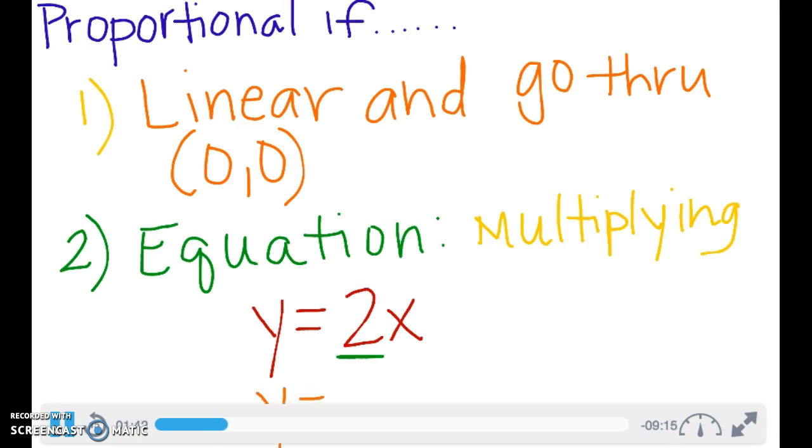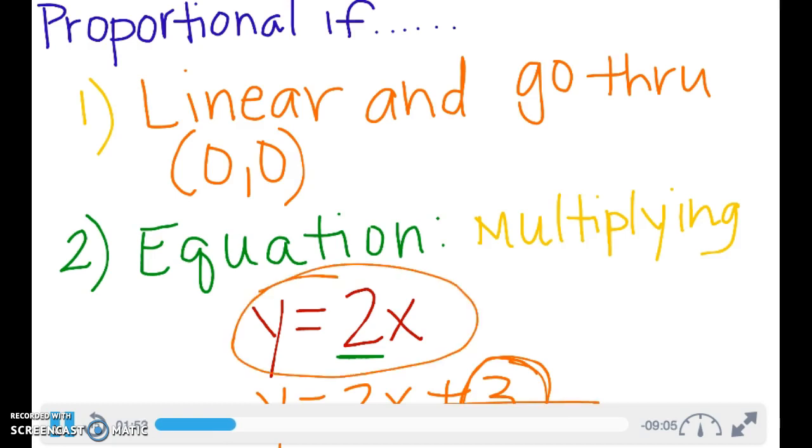Now, if I had one like this, y = 2x + 3, this would not be proportional because I'm adding something extra on. It can only be multiplying by something. If I'm multiplying by that same constant factor, it's proportional. If I'm adding or subtracting something with it, it is not proportional. So I can check its graph to see if it's linear and goes through 0, 0.